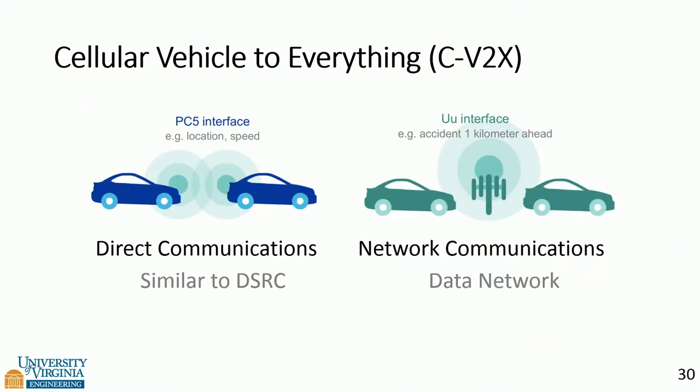The PC5 interface and Uu interface are basically using DSRC and then the data network. So they call this a communication device. If you are nearby, you don't have to have a cellular network to convey your message, so that's basically DSRC. And this is for when you are a long way away, you need to have a cellular network conveying your message through this system.